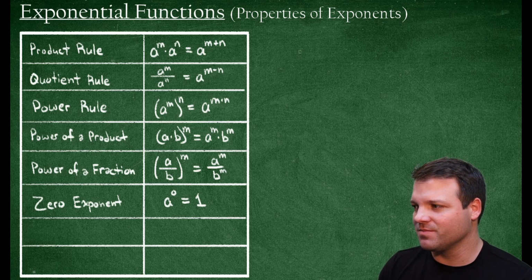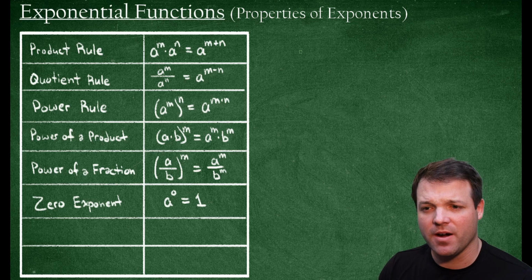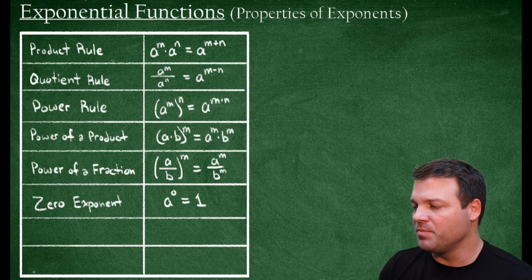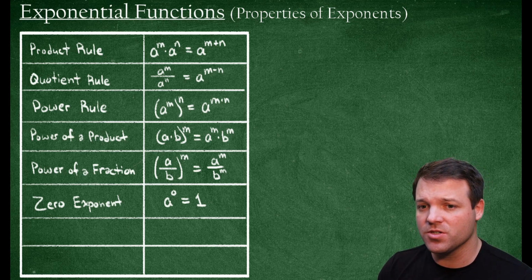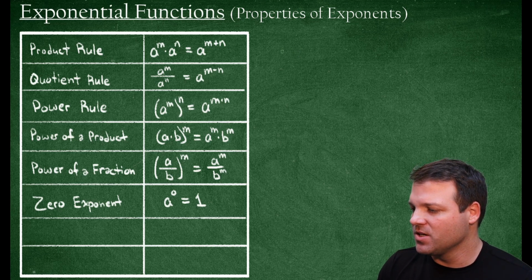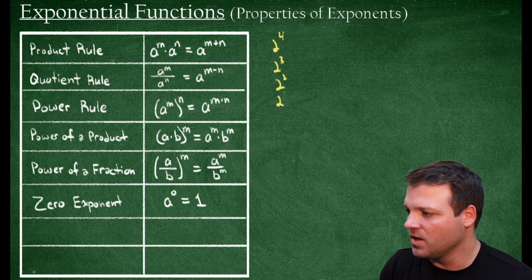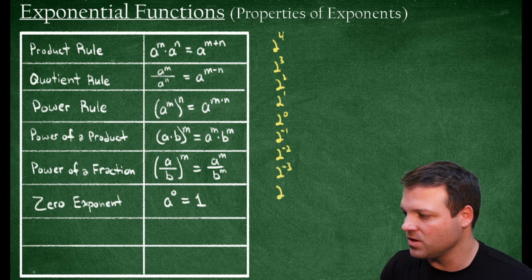Probably one of the simplest approaches is really just using a pattern to show that anything to the 0th power is equal to 1. But if you're not convinced by this, I would encourage you to look it up, because there are quite a few different ways that you can look at this. Anyways, let's use a pattern here. Let's say I have 2 to the 4th power, and then 2 to the 3rd, 2 squared, 2 to the 1st, 2 to the 0, 2 to the -1, 2 to the -2, 2 to the -3, and then 2 to the -4.